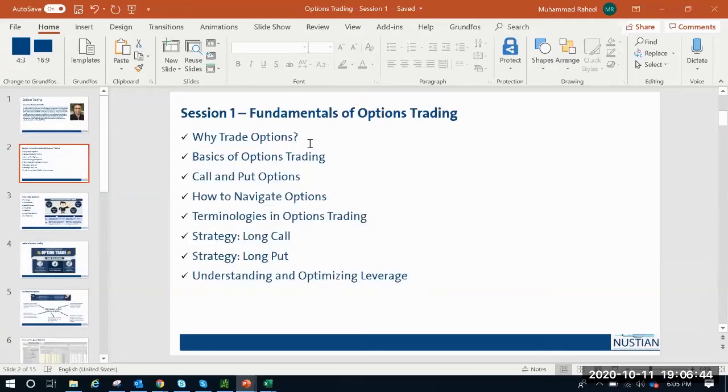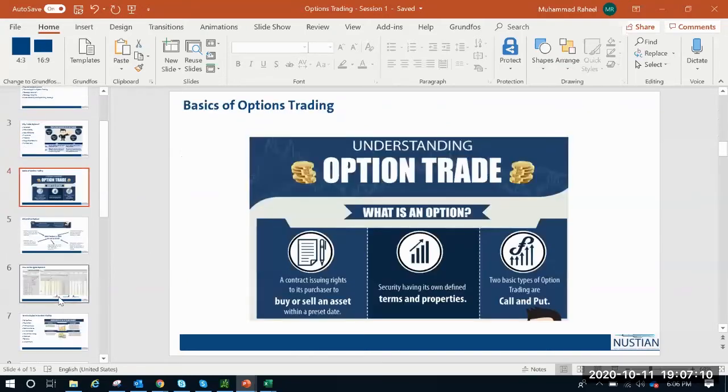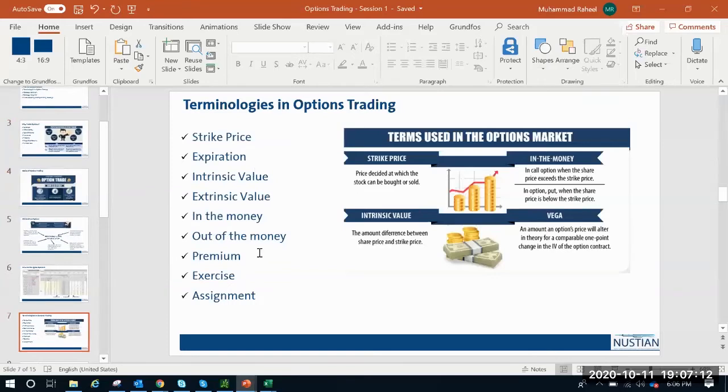I mean, what we did last time was we started with why we should trade options, stocks versus options. We covered some basics of call and put options, and then looked at the screens and how we navigate through the options in terms of selecting the strikes and number of contracts and how you place the order. And then I did go through some terminologies also that are very important, and we will go back to some of these today as we go through lecture session 1 and 2.